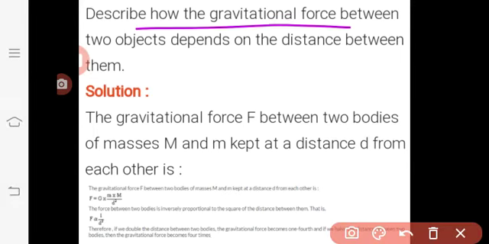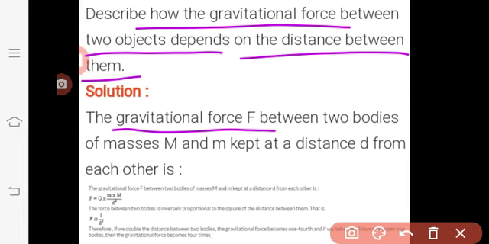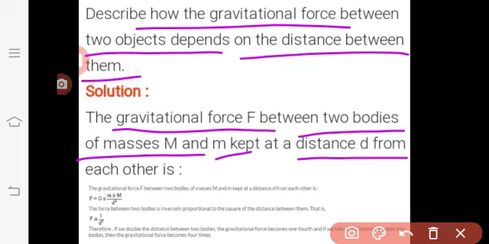Describe how the gravitational force between two objects depends on the distance between them. Gravitational force F between two bodies of mass m and M kept at a distance d from each other. तो आपको पता है ग्रेविटेशनल फोर्स का जो फॉर्मूला होता है, दैट इज F इज इक्वल टू G मल्टीप्लाई small m इंटू capital M डिवाइड बाई d स्क्वेयर. तो फोर्स ऑफ द बॉडीज दैट इज इनवर्सली प्रोपोर्शनल टू द स्क्वेयर ऑफ द डिस्टेंस बिटवीन देम. अगर हम इसका डिस्टेंस डबल करते हैं तो ग्रेविटेशनल फोर्स 1/4 टाइम्स होता है. अगर डिस्टेंस हम इसका हाफ लेते हैं तो ये 4 टाइम्स हो जाता है.